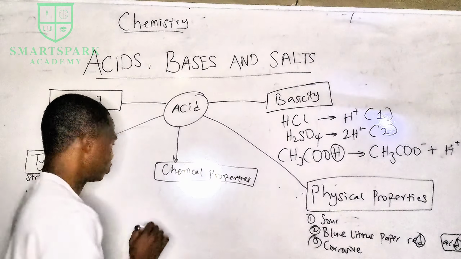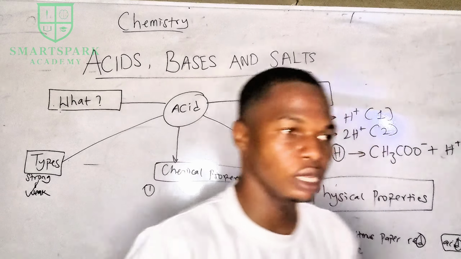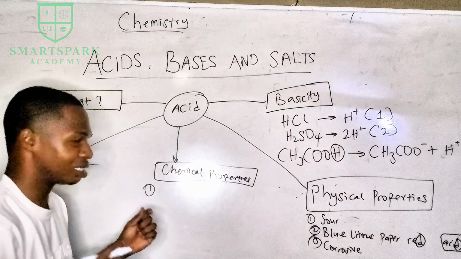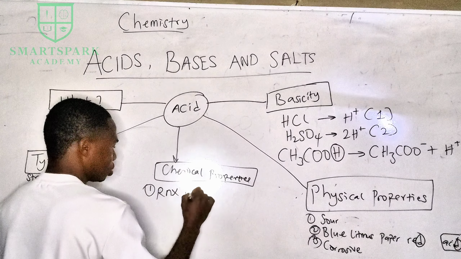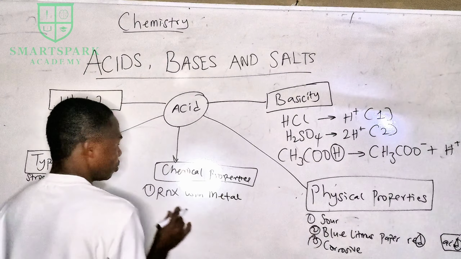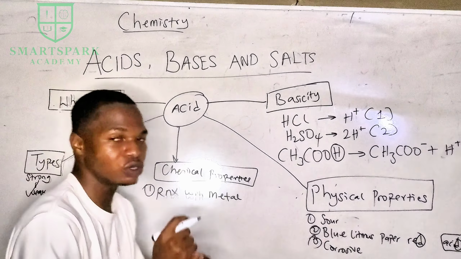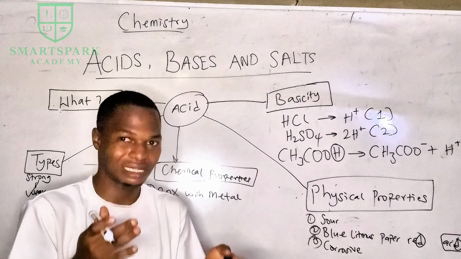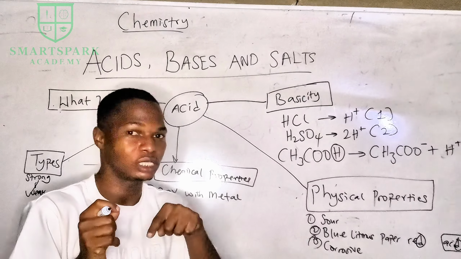Properties of an acid. The first chemical property of an acid, listen, is what? Reaction with metal. Now when an acid reacts with a metal, it releases hydrogen gas. When an acid reacts with a metal, it displaces the hydrogen.